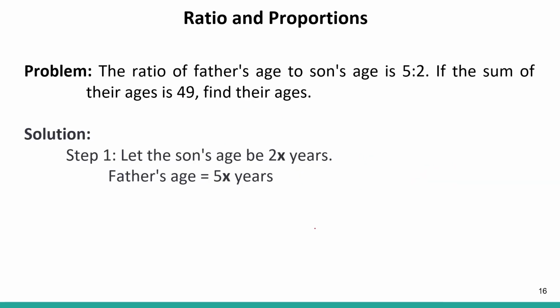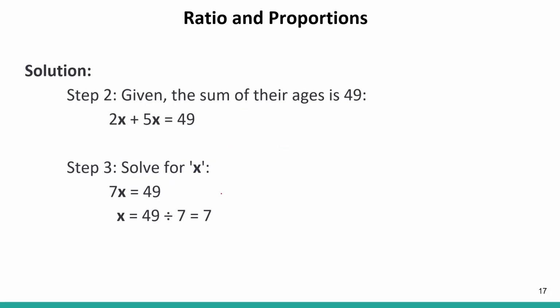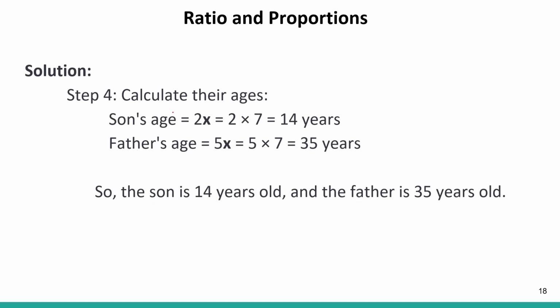Let the son's age be 2x years, father's age be 5x years. Given that the sum of their ages is 49, that is 2x plus 5x is equal to 49. Solve for x. So 7x becomes 49, so x becomes 49 by 7 is equal to 7. Calculating their ages, 2x is equal to 2 into 7 is equal to 14 years, the son's age. And father's age is 5x is equal to 5 into 7 is equal to 35 years. So the son is 14 years old and the father is 35 years old. This is the final answer.